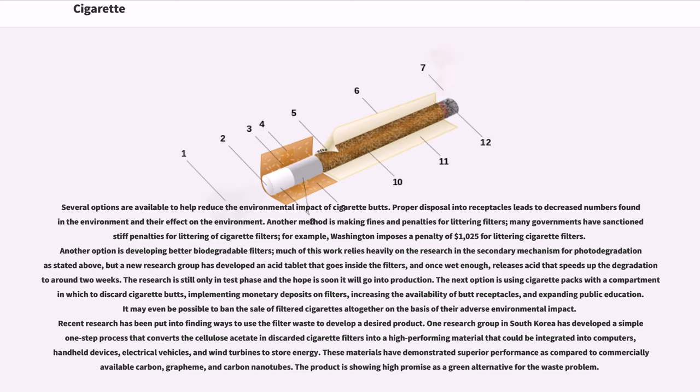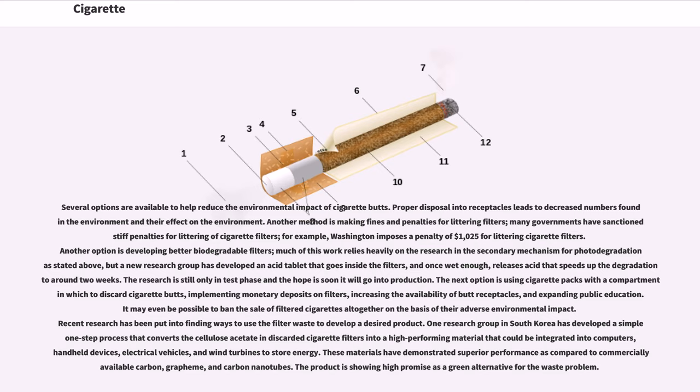Another option is developing better biodegradable filters. Much of this work relies heavily on the research in the secondary mechanism for photodegradation as stated above, but a new research group has developed an acid tablet that goes inside the filters, and once wet enough, releases acid that speeds up the degradation to around 2 weeks. The research is still only in test phase and the hope is soon it will go into production.